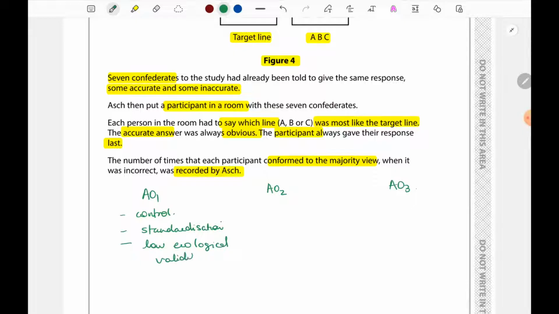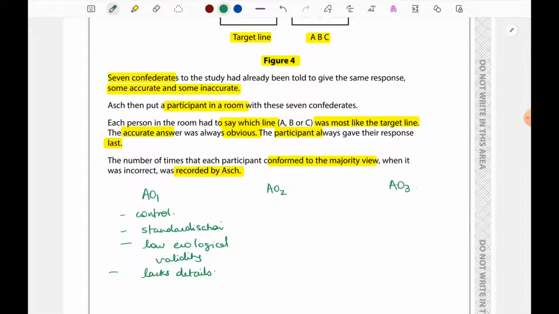That's the most obvious weakness: it just lacks mundane realism, which makes ecological validity very low. And also, it generally makes use of quantitative data. It lacks detail in results. It lacks qualitative data.